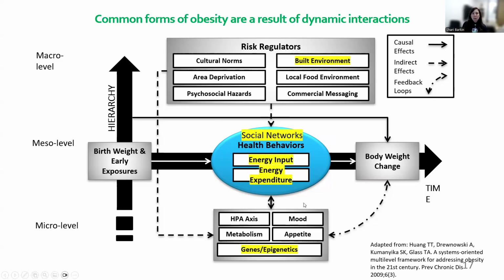So I'm using this model, and I'm going to focus on epigenetics at the micro level. We'll talk about energy input and energy expenditure and social networks at the meso level, and then built environment. Now, you then have to actually analyze all this information. You have to recognize that you have feedback loops and you have to look across time, because depending on when you're exposed to any of the things we're about to discuss, that timing, dose, and duration really matters in terms of outcomes and how we can improve health.